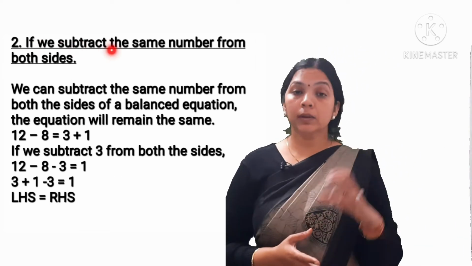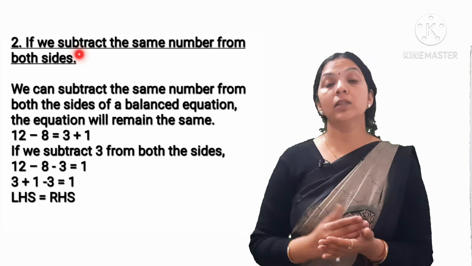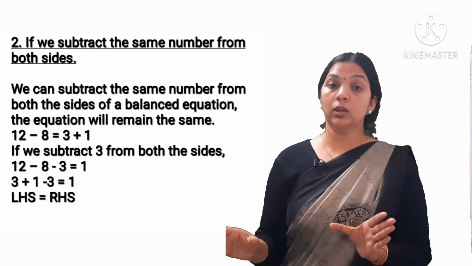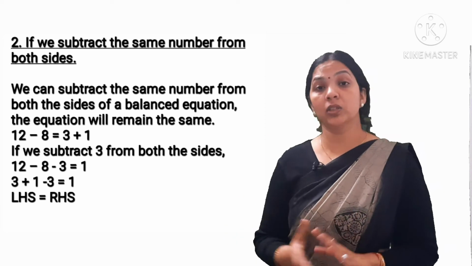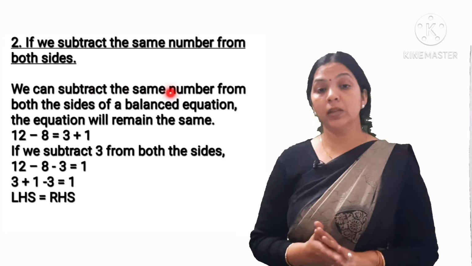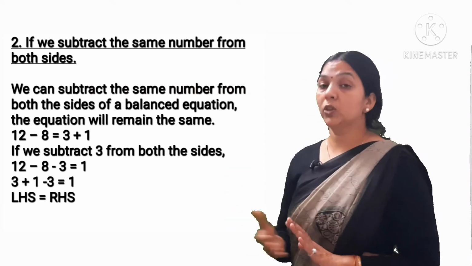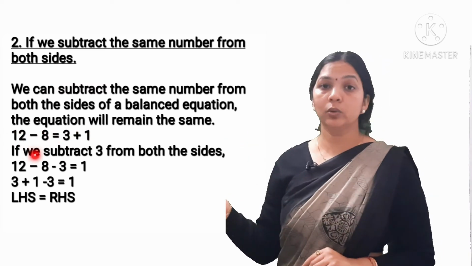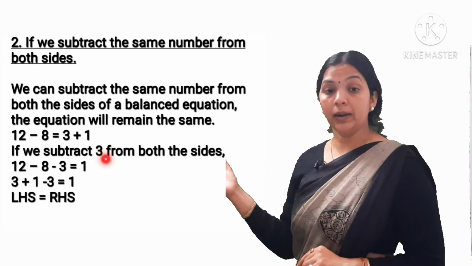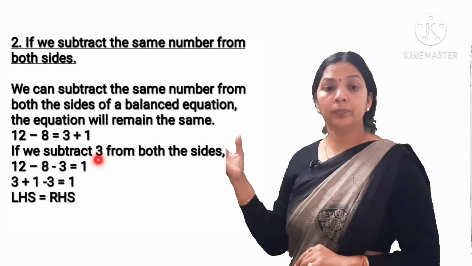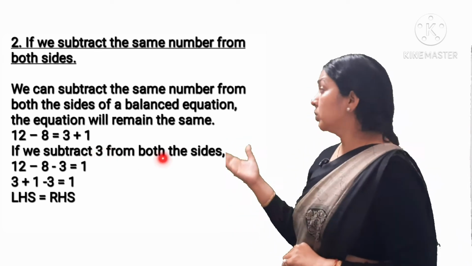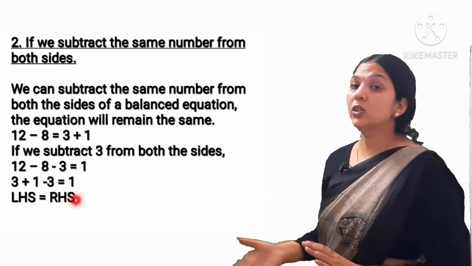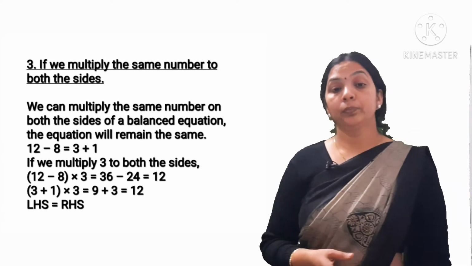Second thing, similarly as we are adding, we can subtract also. If we subtract the same number from both hand sides, that means LHS and RHS, then also the equation remains same. Considering the same equation, that is 12 minus 8 is equal to 3 plus 1. This is a balanced equation, you can see. Now, if we subtract the same number, any number, suppose we subtract 3 from both hand sides, then also you can see that the LHS and RHS remain same.